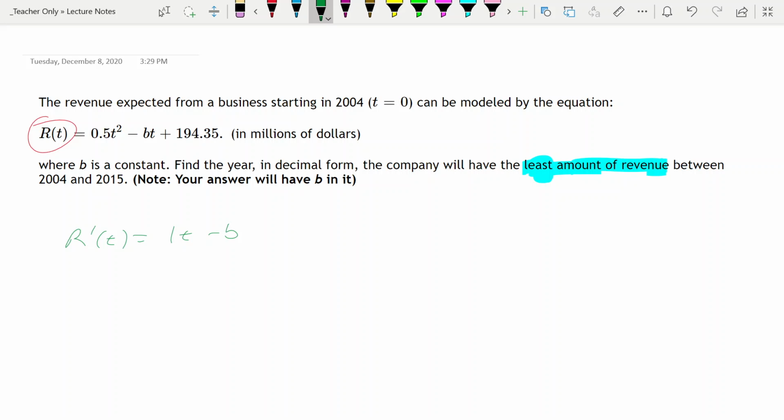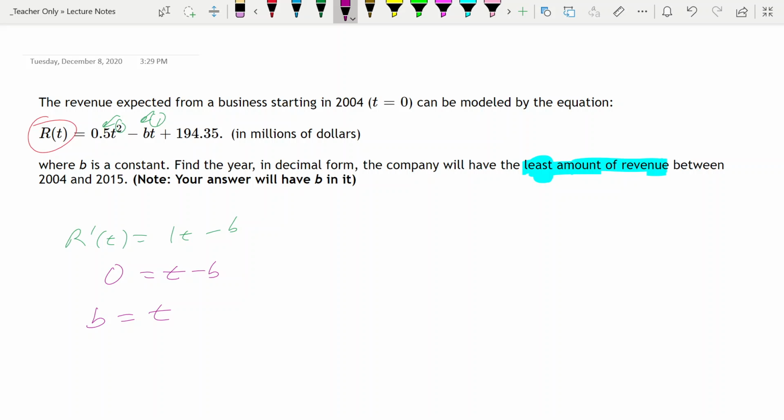The derivative: the 2 comes out to the front, 2 times a half makes 1. Subtract 1 from the exponent, making a t. The derivative of t, the 1 comes out to the front, so that would be negative b times t to the 0, but t to the 0 is the same thing as 1. So what are we left with here? That. And we want the derivative, the change in revenue, to be equal to 0.